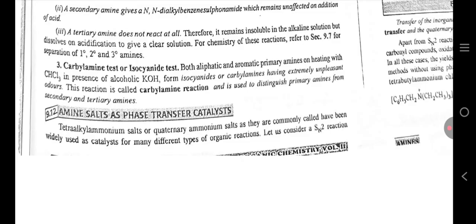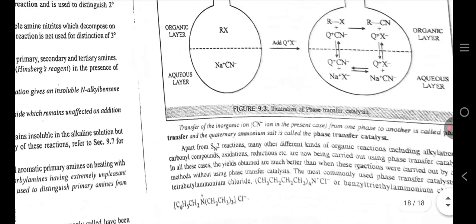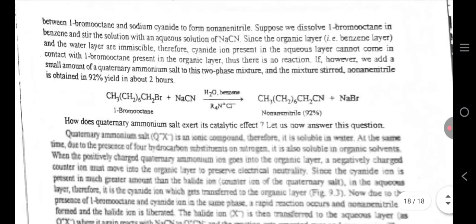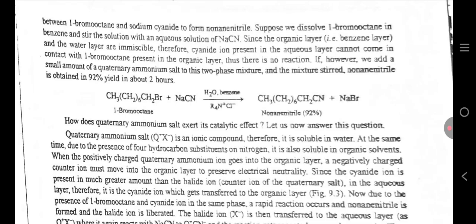Tetraalkyl ammonium salts or quaternary ammonium salts, as they are commonly called, are widely used as catalysts for many different types of organic reactions. Let us consider an SN2 reaction between 1-bromooctane and sodium cyanide to form nonanenitrile. Suppose we dissolve 1-bromooctane in benzene and stir the solution with an aqueous solution of NaCN.